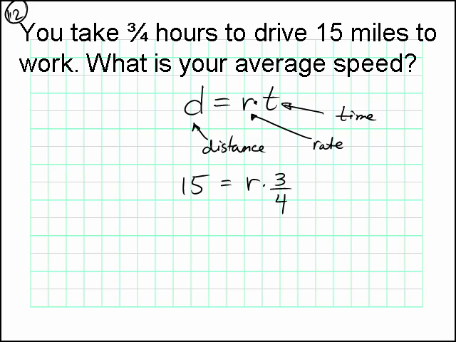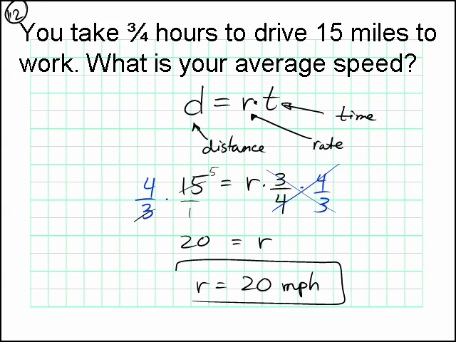Now I want to solve the formula or the equation for r. And one way to do this in one step is to multiply both sides of the equation by the reciprocal of 3/4, which is 4/3. Three-fourths times 4/3 reduces to 1. So I have r on the right side. On the left side, the 3 will go into the 15 5 times. 4 times 5 is 20. So our rate is 20 miles per hour, average speed.